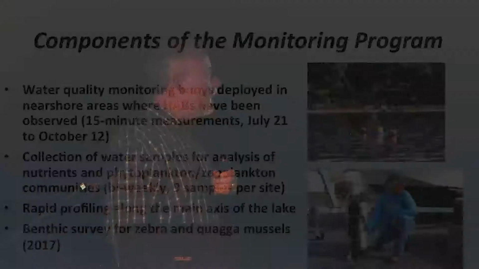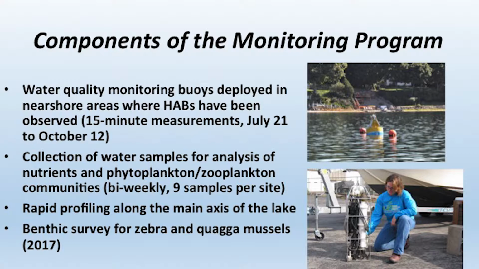So our 2016 monitoring program had a number of components. First of all, we deployed water quality monitoring buoys in two nearshore areas that have been shown to have HABs historically. These buoys make measurements every 15 minutes at a fixed depth, not like John's buoys that profile. These make measurements at about a meter, meter and a half below the water surface. But they're located in shallow water anyway, no real need to profile. And they were deployed from late July through about mid-October.